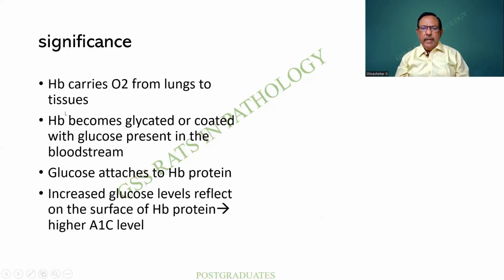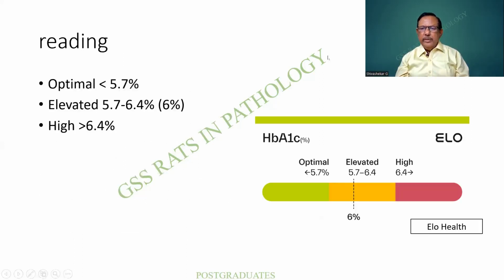The significance: hemoglobin carries oxygen from the lungs to the tissues, and the hemoglobin becomes glycated, or coated, with the glucose present in the bloodstream. The glucose attaches to the Hb protein, and the increased glucose level is reflected on the surface of the Hb protein, leading to a higher A1C level. Look at this one. It shows the optimal, elevated, and high values. Optimal is less than 5.7%. Elevated is between 5.7 and 6.4%, and high is more than 6.4%.